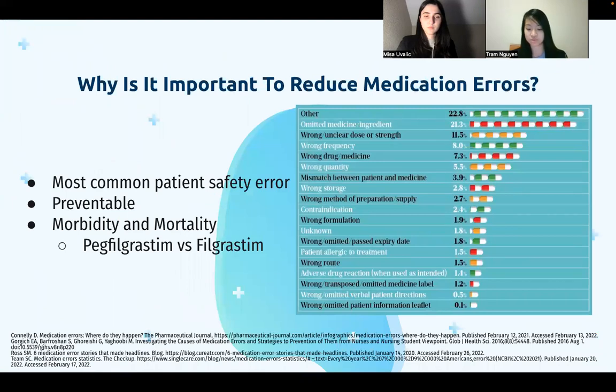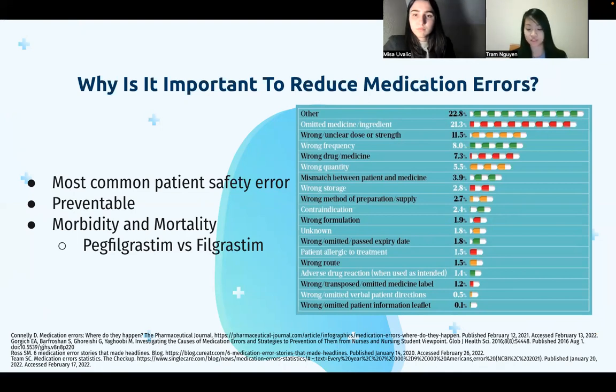It is important to reduce medication errors because medication errors are the most common patient safety error. Medication errors are also the eighth leading cause of death in the US and cause at least one death every day. Medication errors can cause patient harm and even result in death of a patient, as mentioned previously. Both of these situations should never occur over an event that is preventable.